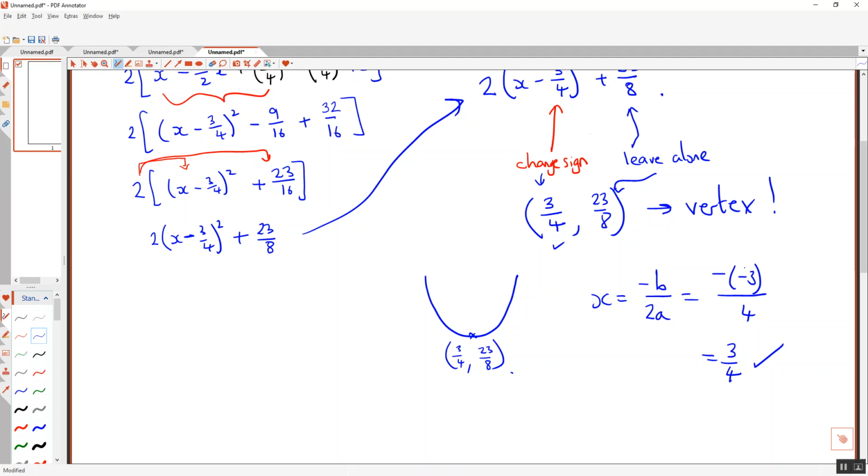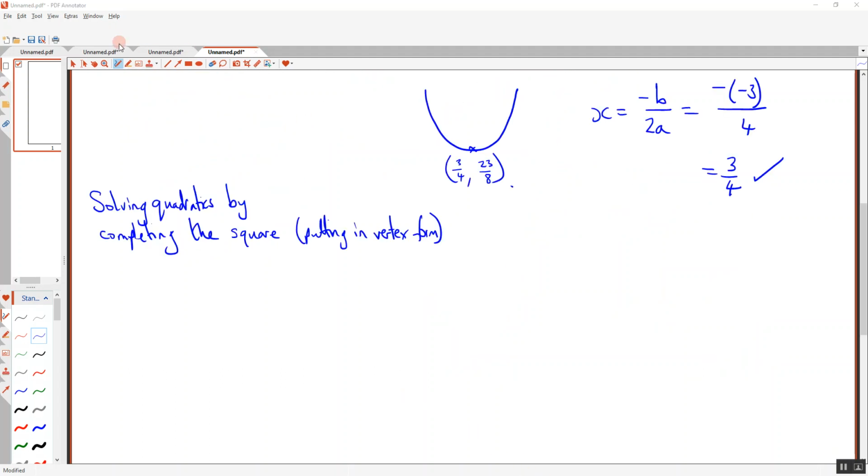Easy enough? Okay, so if we've got a quadratic, let's keep it nice and easy.